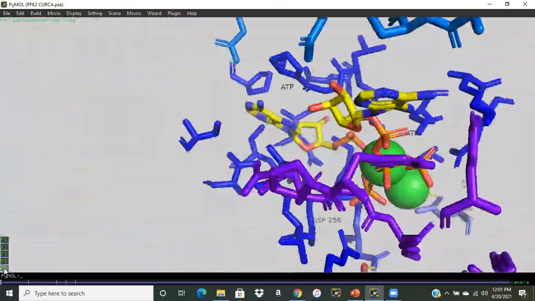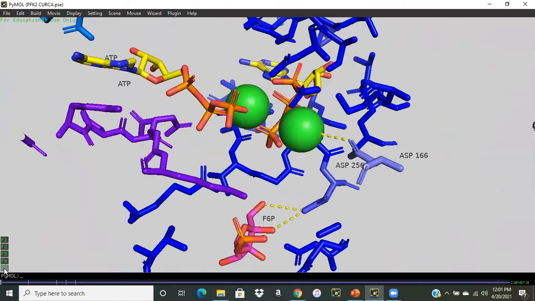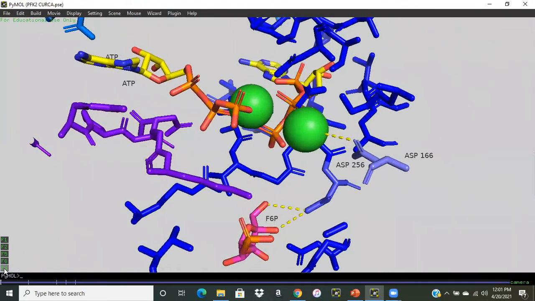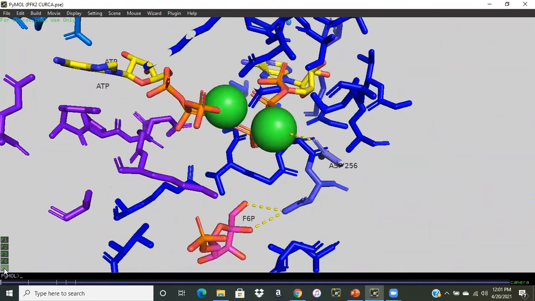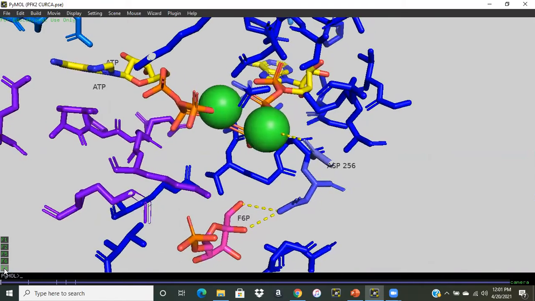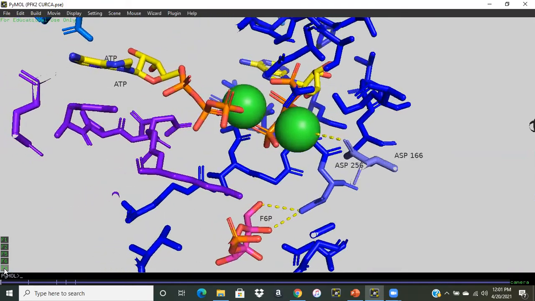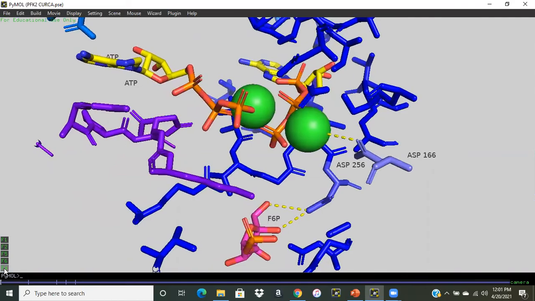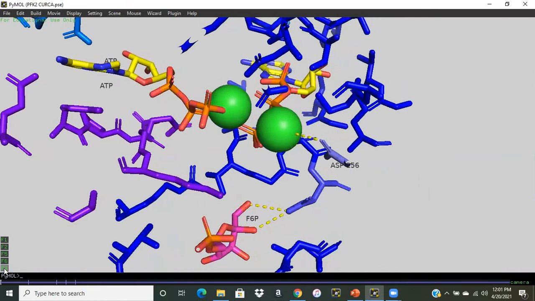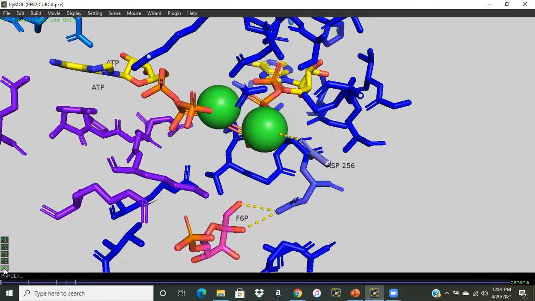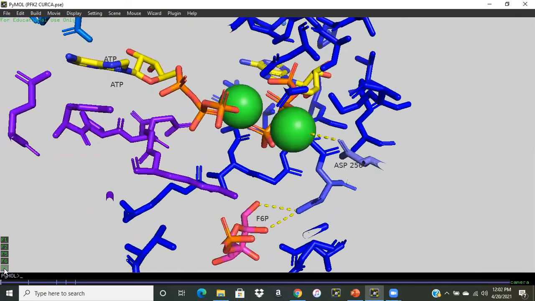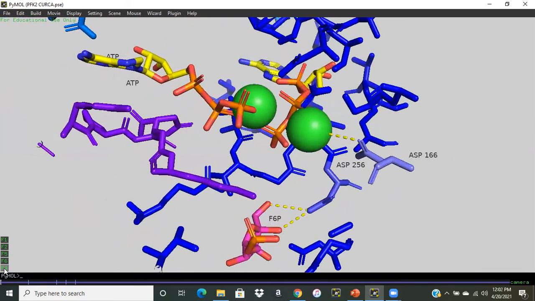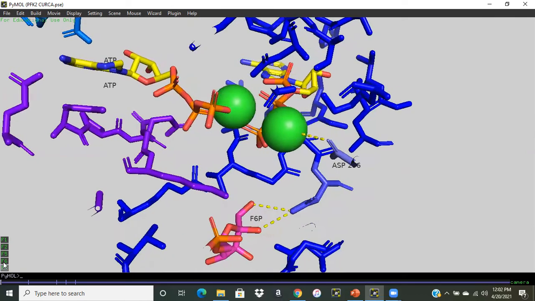Now let's focus in on the active site. This active site is composed of many different amino acids working together with our molecules of ATP, seen in the yellow, and F6P, which is seen in pink. There are many different polar interactions within the active site and our molecules, but 2 amino acids are really important for this reaction to take place.